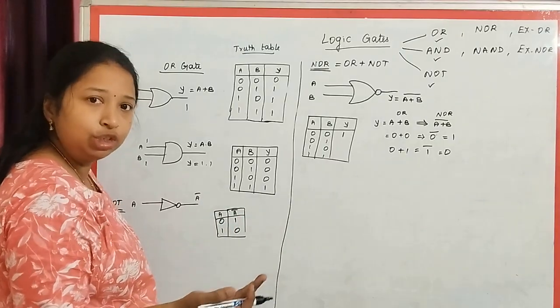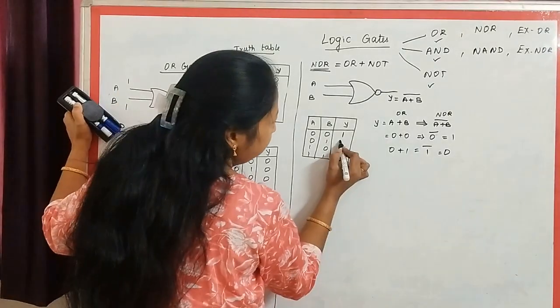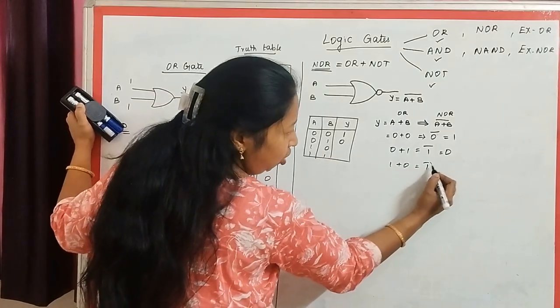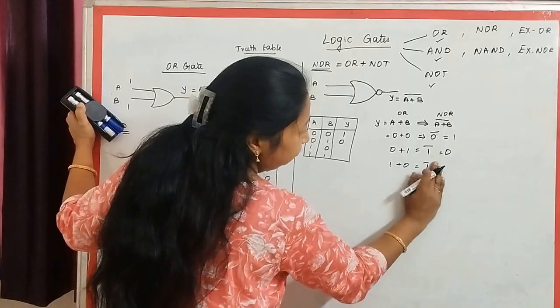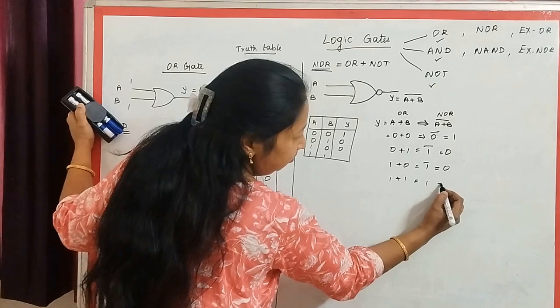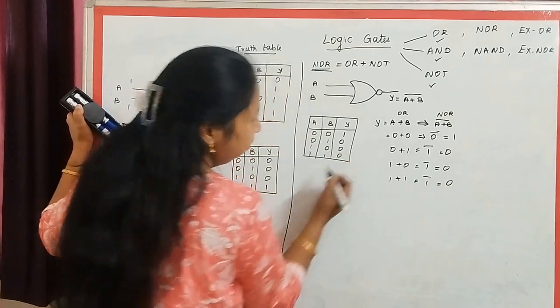If it is 0, you have to change it to 1. Now, check for this. 1 plus 0, it is 1. But you have to toggle it. So, on toggling, you will be getting an output 0. 1 plus 1, you very well know it is 1. But on toggling it, it will be getting a 0.